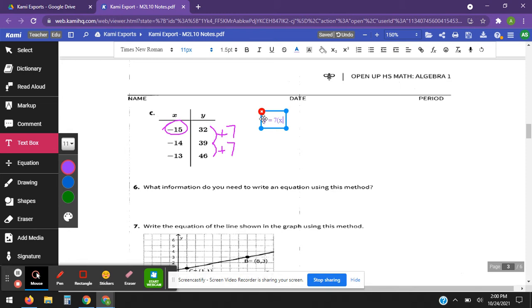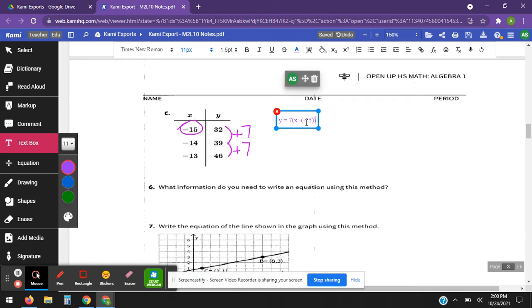And then I'm going to do x minus negative 15, right? Because it's not a positive 15 this time, it's the negative 15 this time. And then I'm going to add 32 because that's a positive 32. Well, a better way to write this, what's a minus a negative? Plus positive. So y equals 7 times x plus 15, and then plus 32.